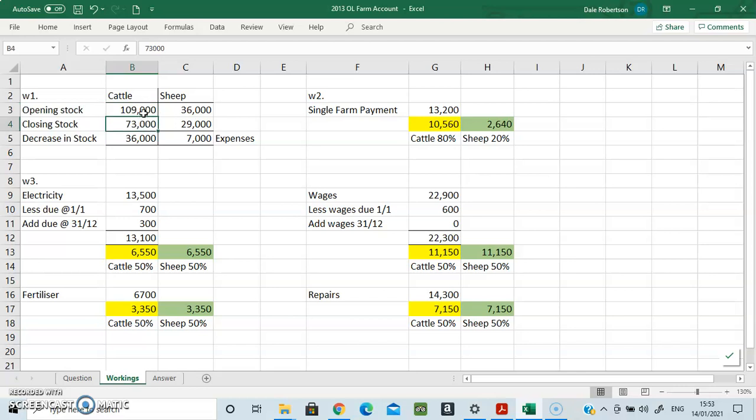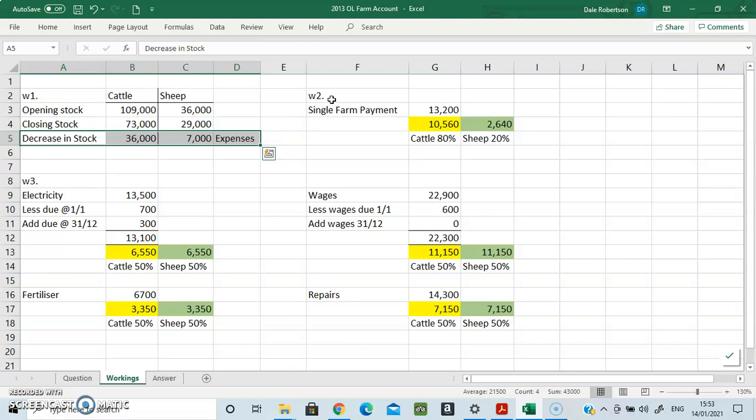Now, normally speaking, that will be an increase because you will have more cattle born than died on a farm in a particular year, and therefore that will be a natural increase in stock. In this case, a natural increase in stock will be an income. In this case, it is a natural decrease of 36,000, so therefore it's an expense. And likewise, for some reason, the sheep stocks have decreased from 36 down to 29, which again is a decrease. If it's a decrease, those items are expenses.